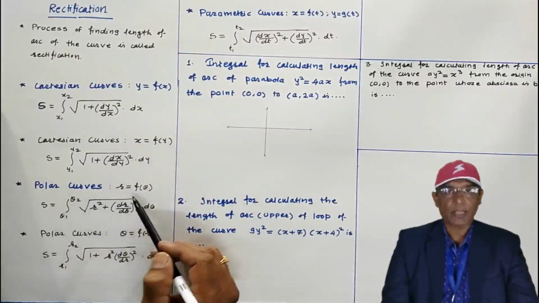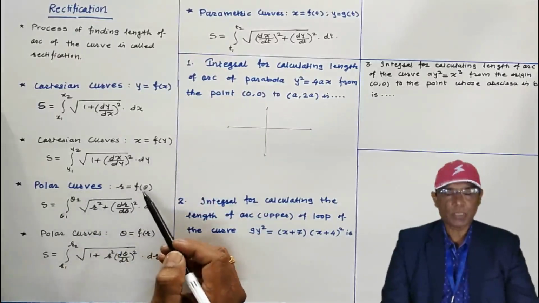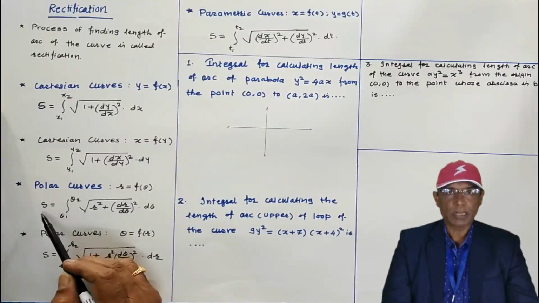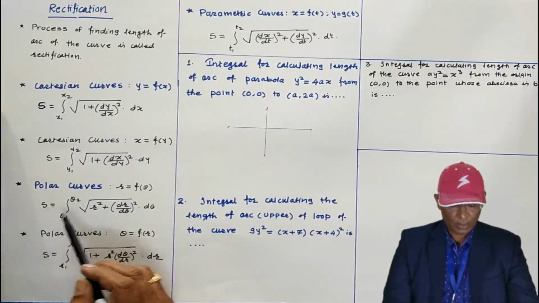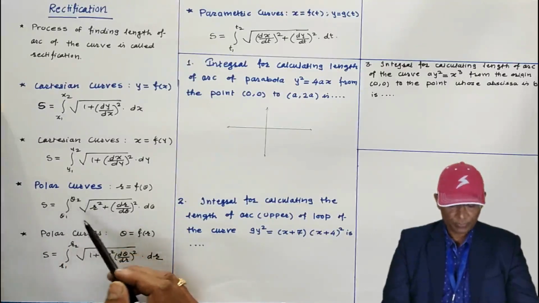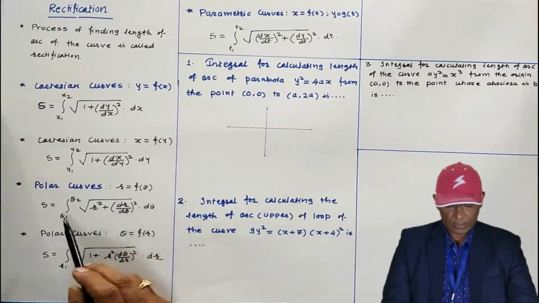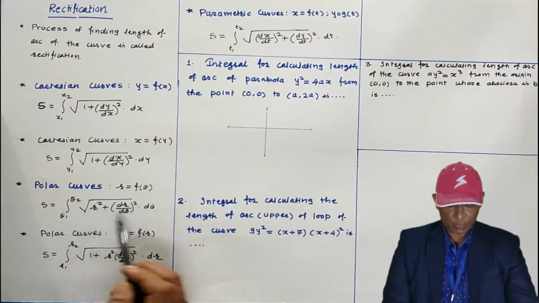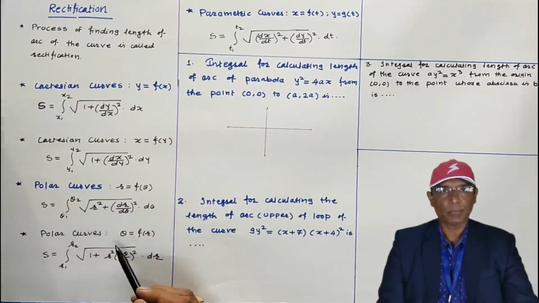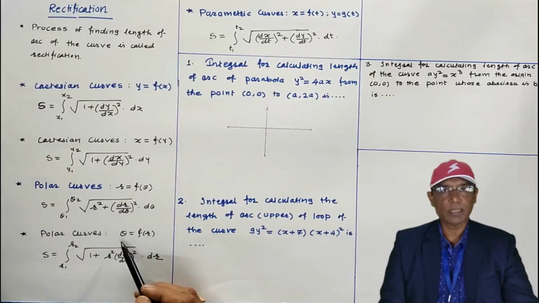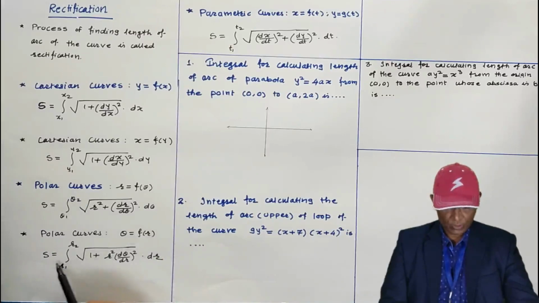Yes, for polar curves again, if r is explicitly expressed in terms of theta, then the length of the arc s between theta 1 and theta 2 is the integral of the square root of r squared plus (dr by d theta) whole squared, and integration is carried out with respect to theta. For polar curves of the type theta equals f of r, if theta is explicitly given in terms of r, then use this formula.